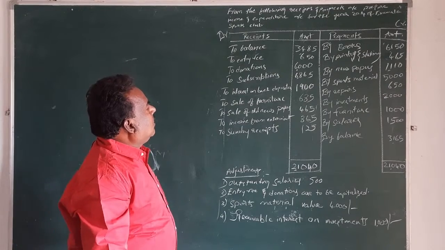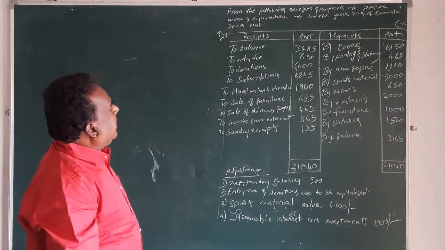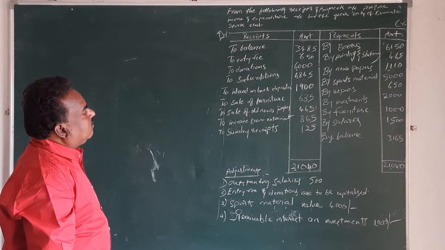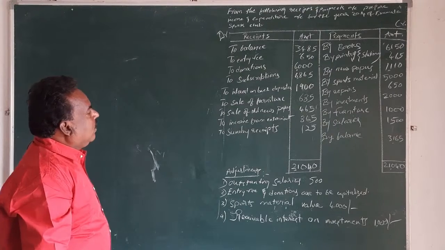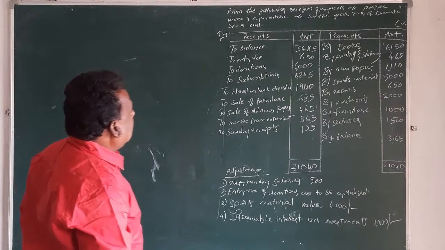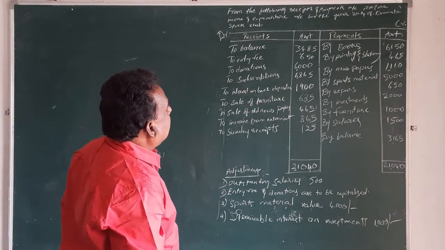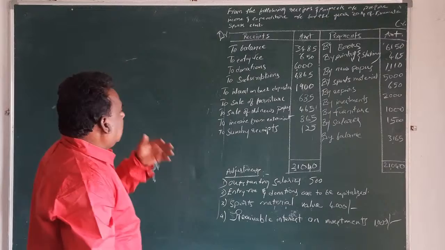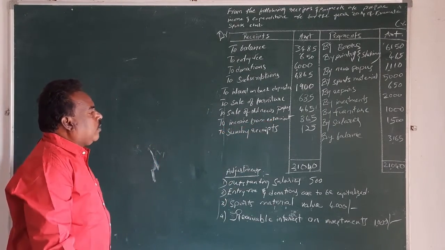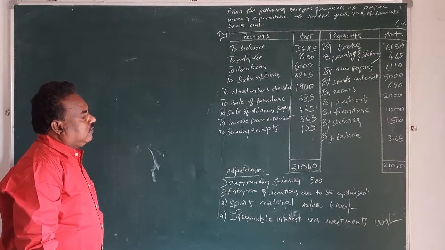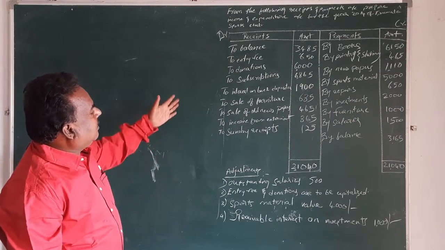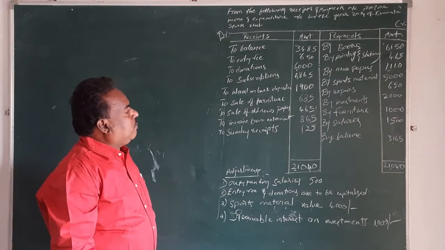Opening balance 3,485, entry fee 650, donations 6,000, subscriptions 6,865, interest on investments, bank deposits 1,900, sale of furniture 685, sale of old newspaper 465, income from entertainment 865, sundry receipts 125. These are the receipts of the non-profit organization.